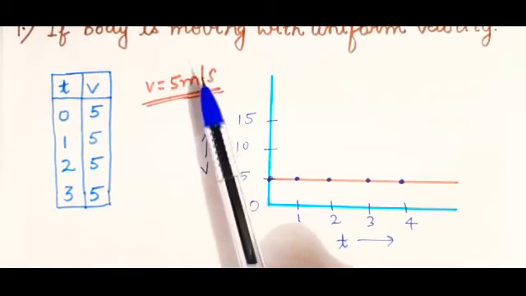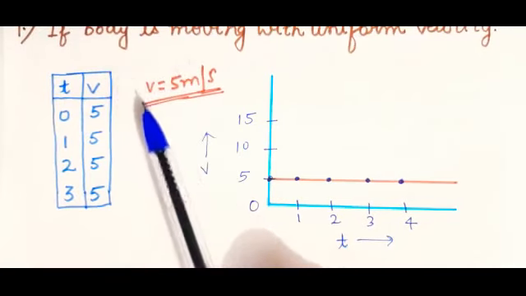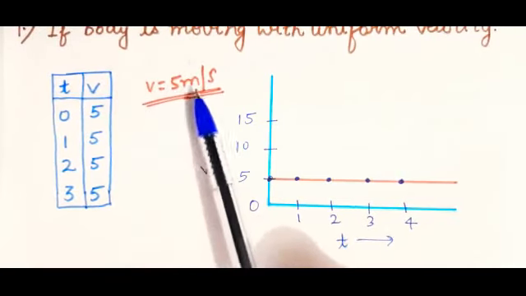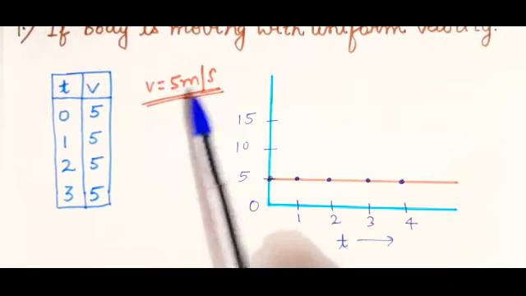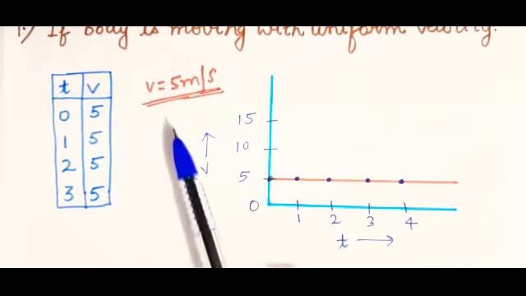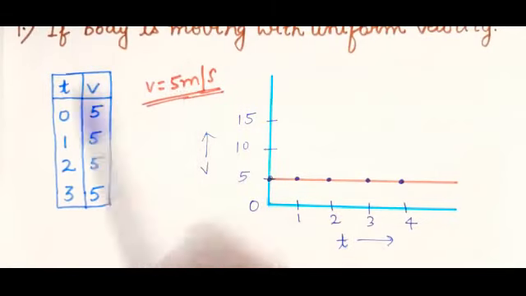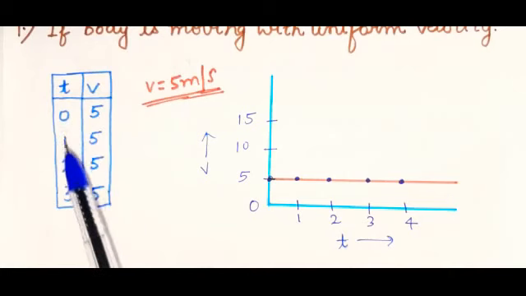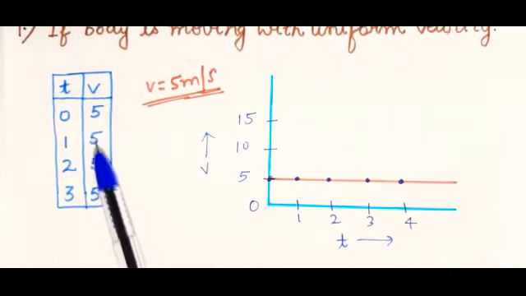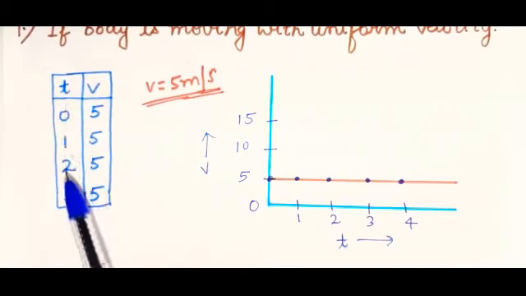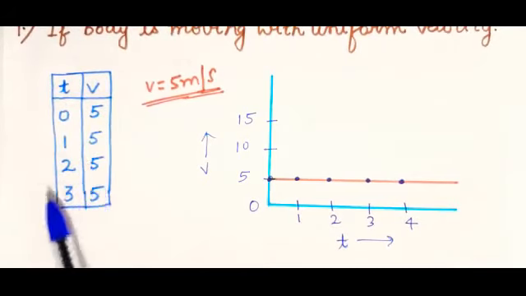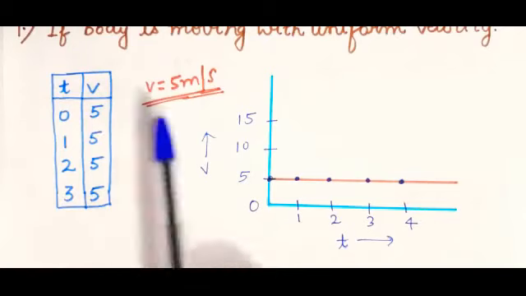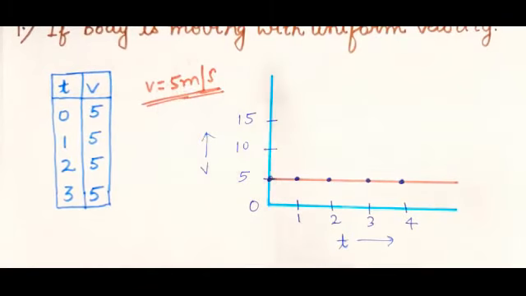Now the velocity is constant, meaning if at 0 second it is 5 meter per second, in the next 1 second it will be the same 5 meter per second. In the next 1 second also it will be the same because it is constant. So when time is 0, V is 5 meter per second. When time is 1 second, V is 5 meter per second. Time is 2 seconds, V is 5 meter per second, 3, 5. So are you clear about this? We are considering a constant or uniform velocity. You can take 1, 2, 3, 4 and so on.